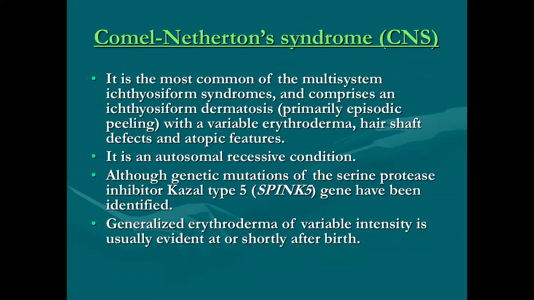It is inherited as autosomal recessive. The gene mutation is of the serine protease inhibitor Kazal type 5, which is called the SPINK5 gene. The main characteristic is generalized erythroderma that is of variable intensity, and it starts shortly after birth.